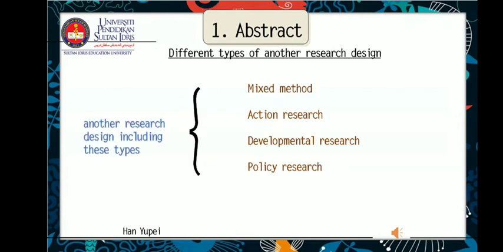Finally, we need to know and answer how many different types of another research design there are. Another research design includes these types: 1. Mixed method. 2. Action research. 3. Developmental research. 4. Policy research.